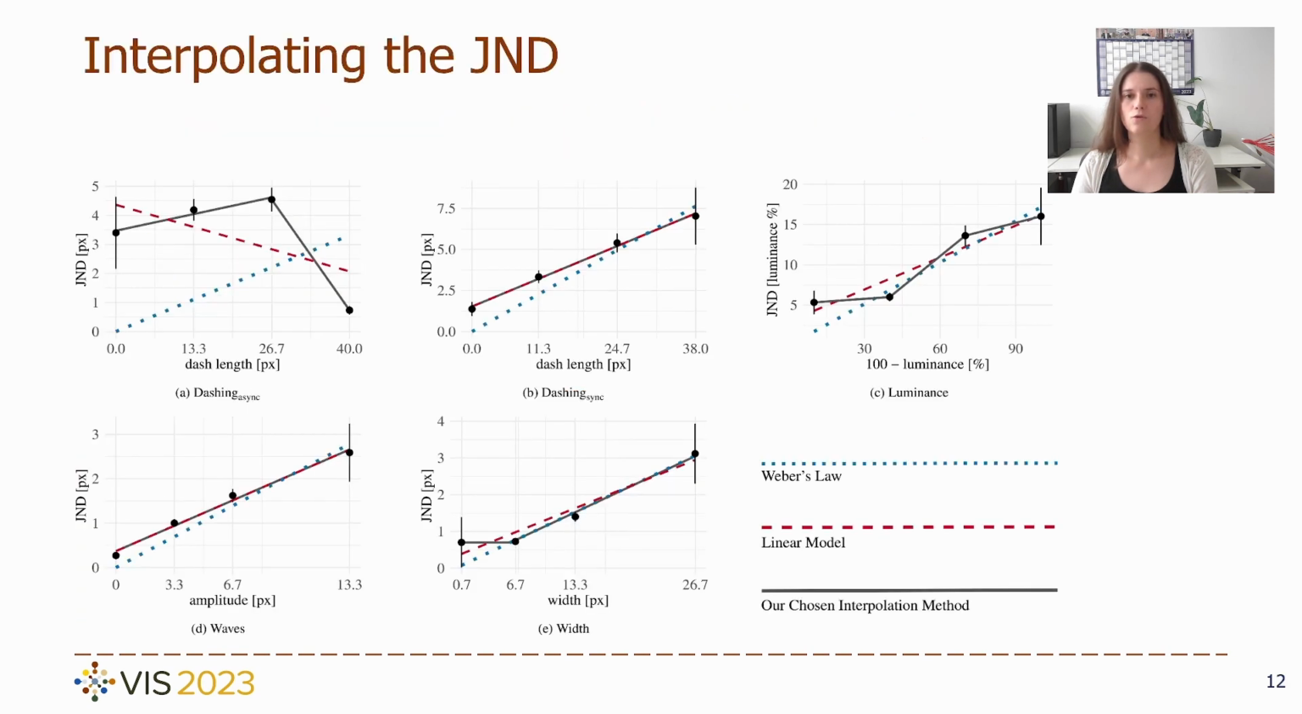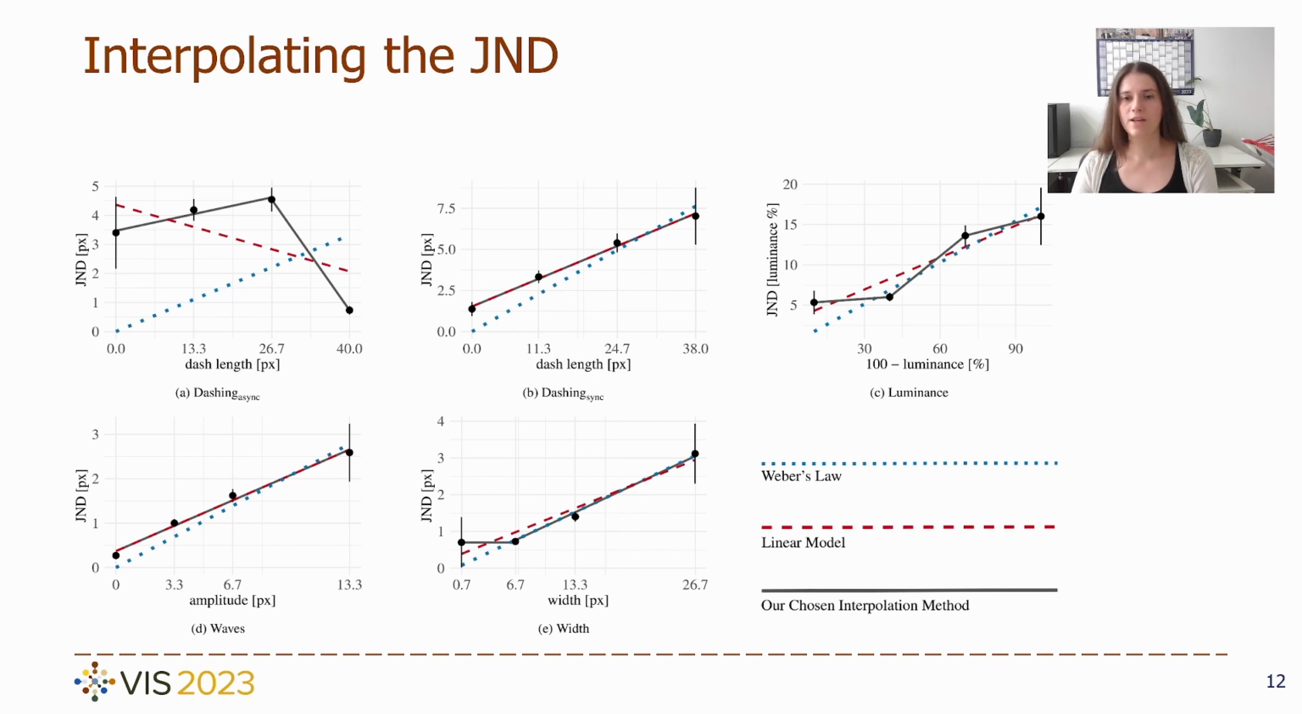For each line attribute, we calculated the J and D at 4 levels. This way, we got an impression on how the perception changes over a wider stimuli range. On this slide, you can see our results. The subfigures show the different line attributes. The J and D are plotted on the y-axis, the attribute levels on the x-axis. The J and D are shown as black dots with confidence intervals.